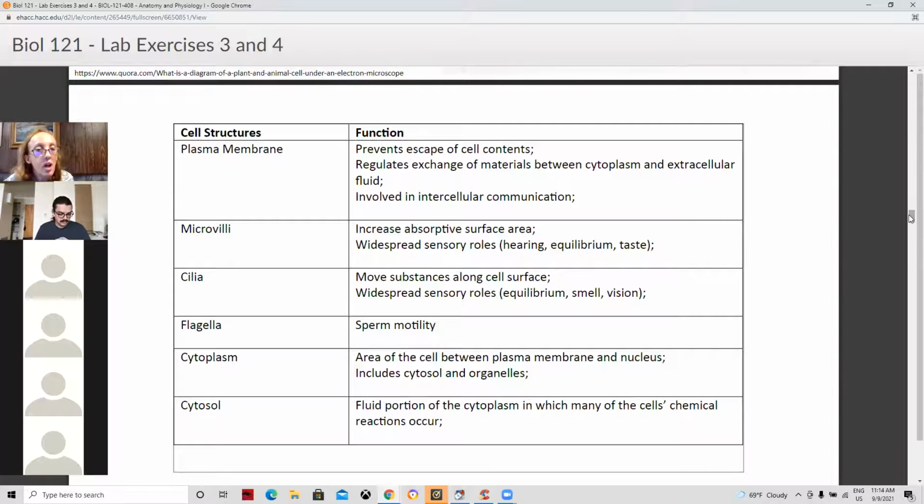Cilia move substances along the surface area. So these are little hair-like structures that also can have a widespread sensory role. Flagella are seen in a lot of bacterial cells, but I'm trying to think if they're seen in any plant cells, I'm not sure, but they're seen in one type of animal cell. What do you think that cell is?